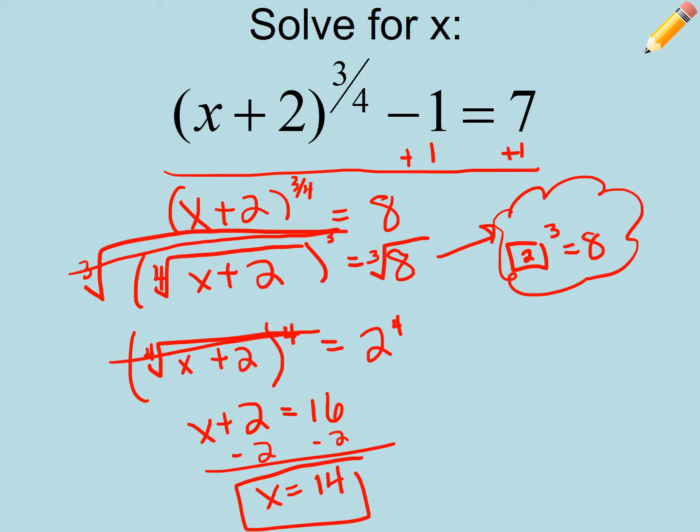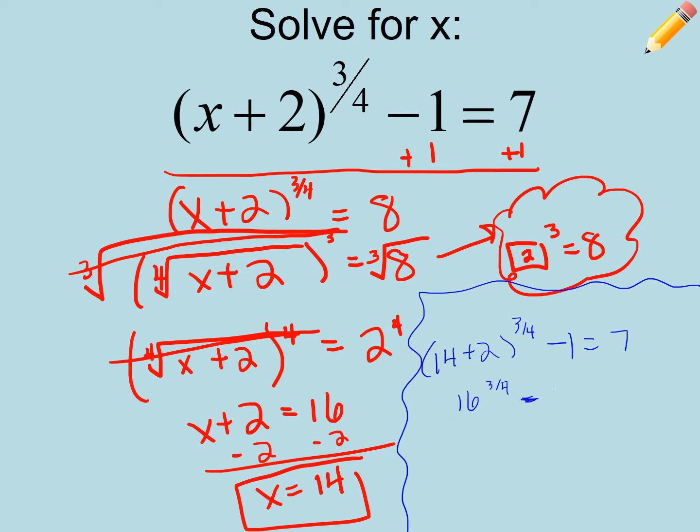And I forgot to do this on the last problem, but that's okay because it's not an extraneous solution. But we should really check for extraneous solutions. So I'm going to do this in blue to check for extraneous solutions. If I plug back in 14 plus 2, all getting raised to the 3/4, and I'll section this off so you know that I'm checking for extraneous solutions. So 14 plus 2 is 16 raised to the 3/4, minus 1 is equal to 7.